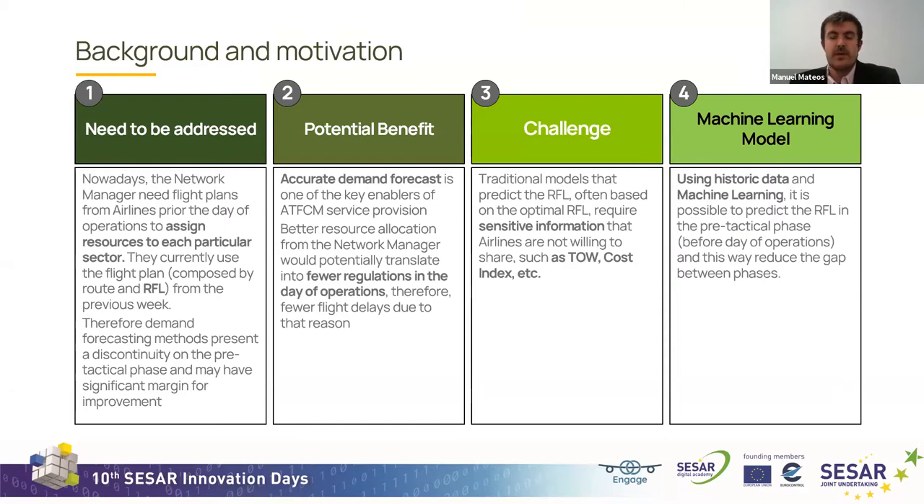So we think, and the network manager agrees with us, that there is some discontinuity, particularly in the pretactical phase, so one day before operation. So the demand forecast is not as accurate as it could be. The benefits here are quite clear, because with a better forecast, the allocation of the resources could be better, and so we could have fewer regulations on the day of operation, which means less delay for the airlines.